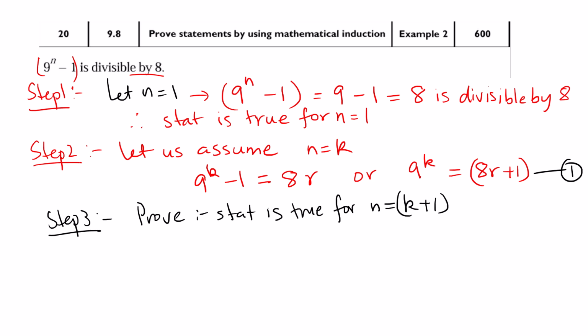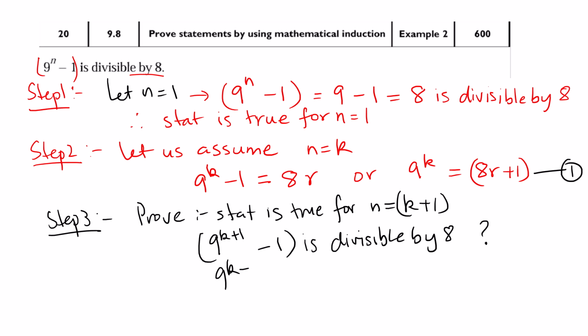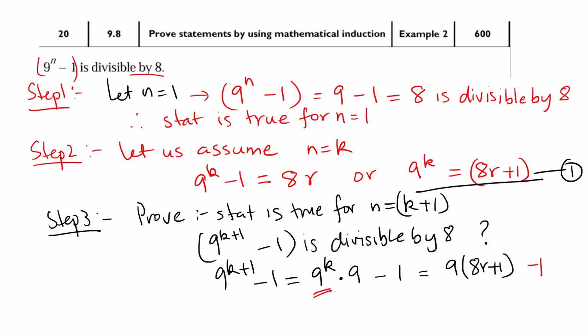That means we have to show that 9^(k+1) minus 1 is divisible by 8. This is what we need to check. So let's find this value. 9^(k+1) minus 1 can be written as 9^k multiplied with 9, minus 1. So from here, I'm putting the value 8r plus 1 in place of 9^k, and let's solve it by opening the bracket.